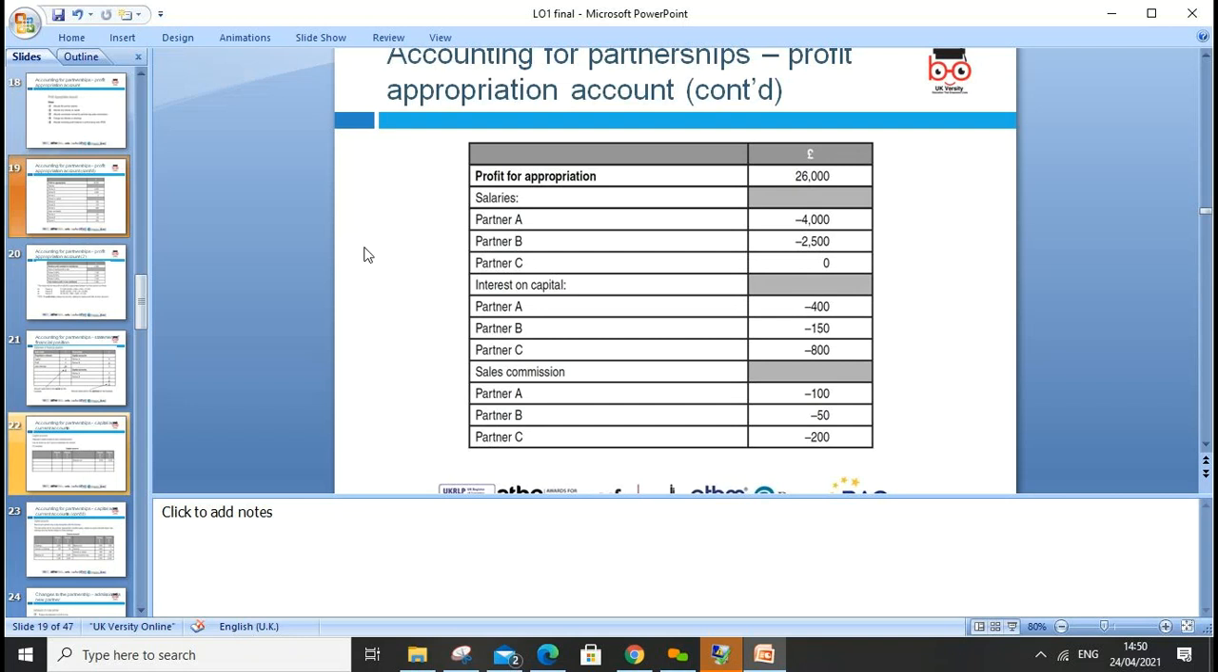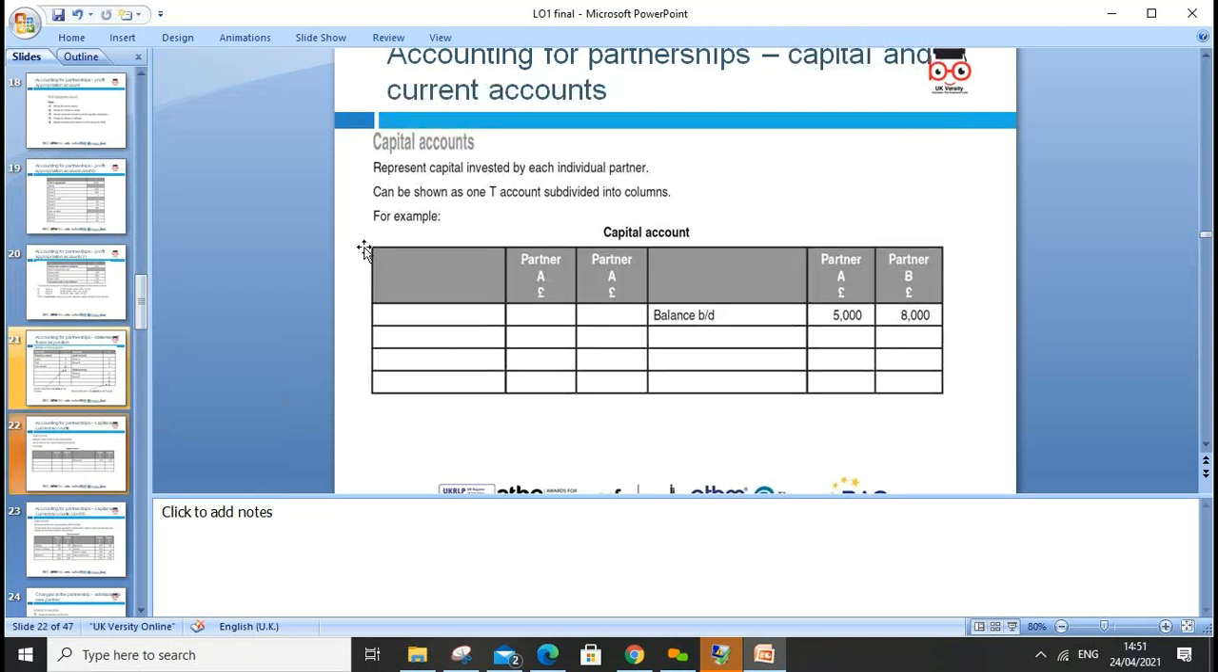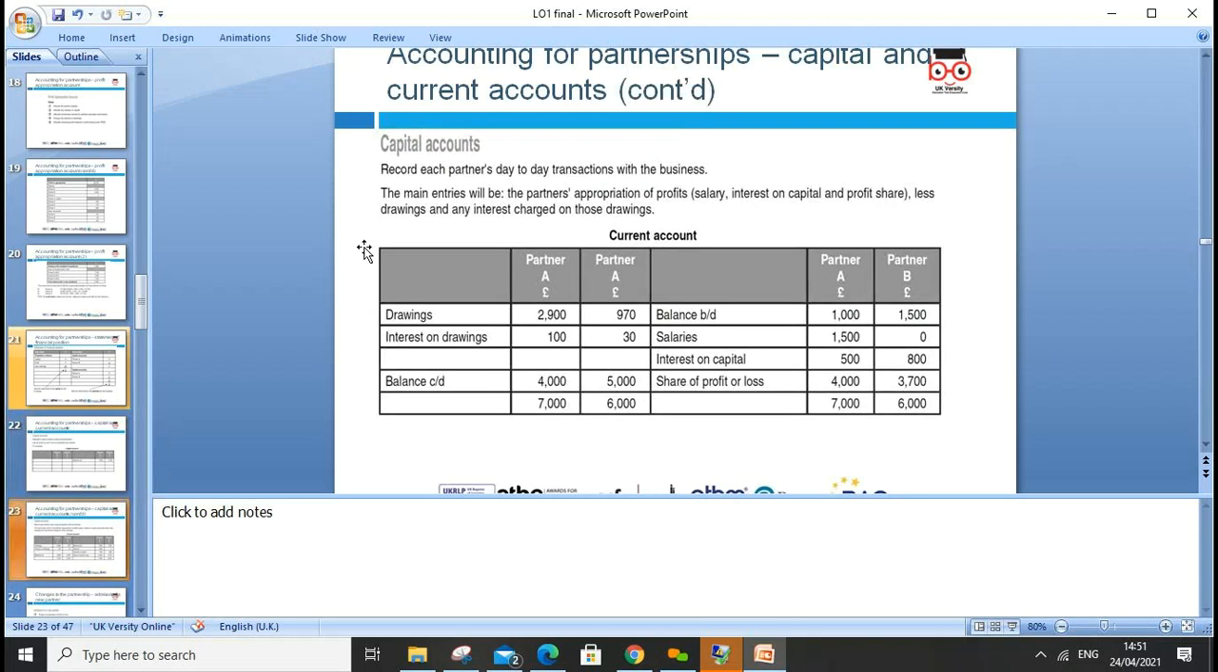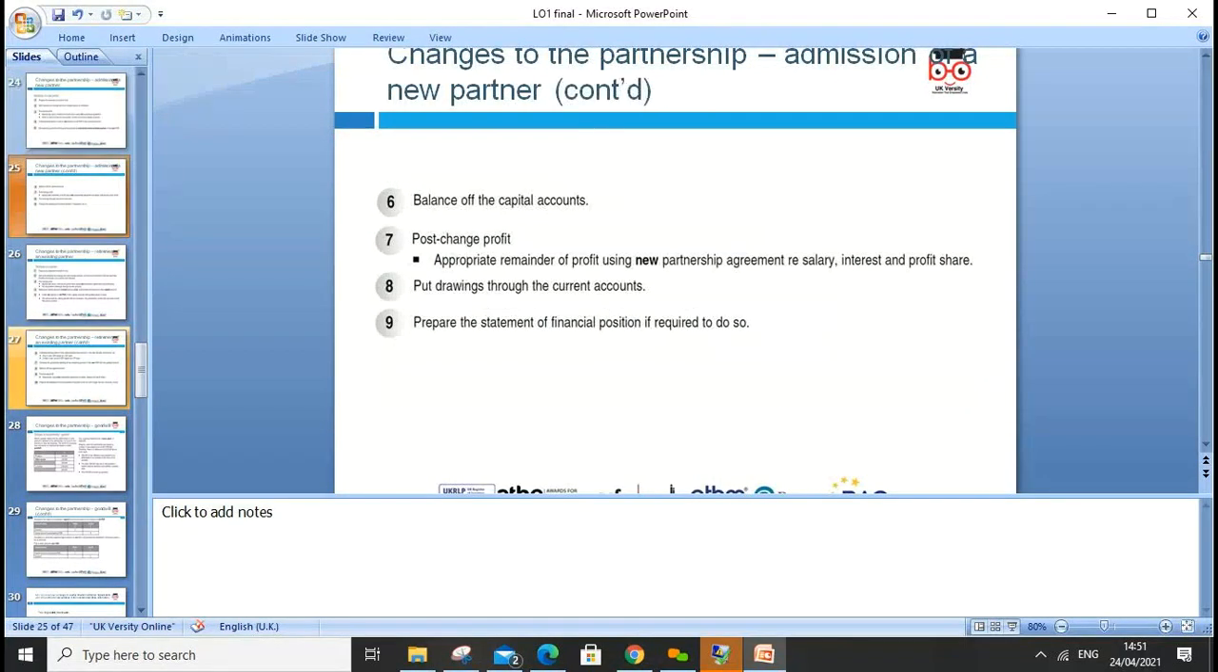A sole trader is 100%, so we don't need to distribute like this. And companies can have many shareholders, and that's why we prepare the statement of change in equity. Then they have a capital account. For different partners we can prepare separate current accounts, and show how much the partners have drawn, and we can add new partners.